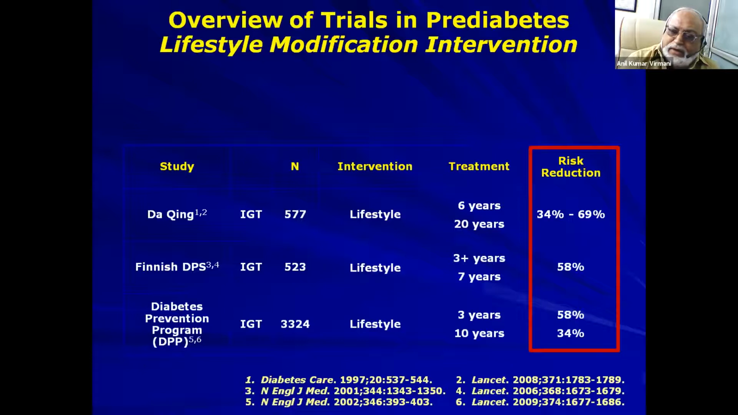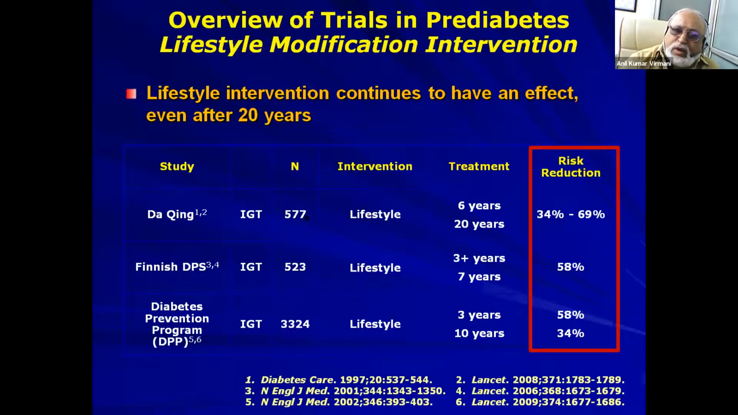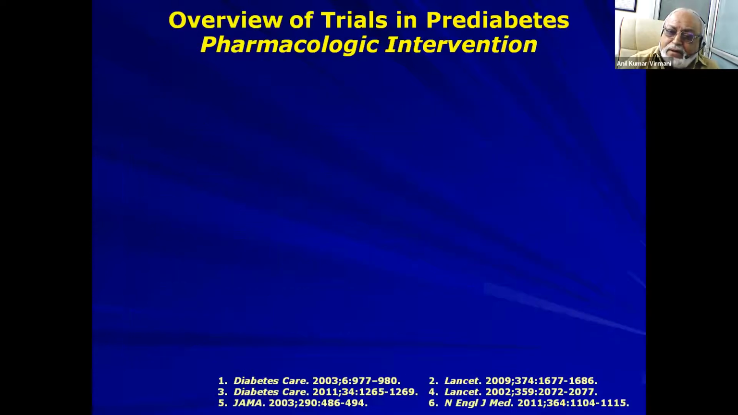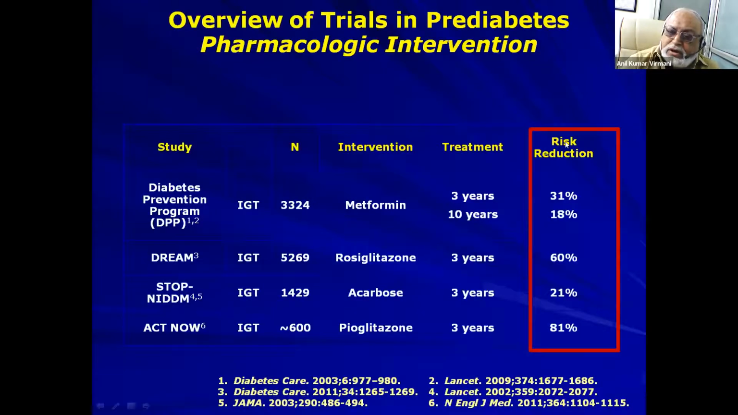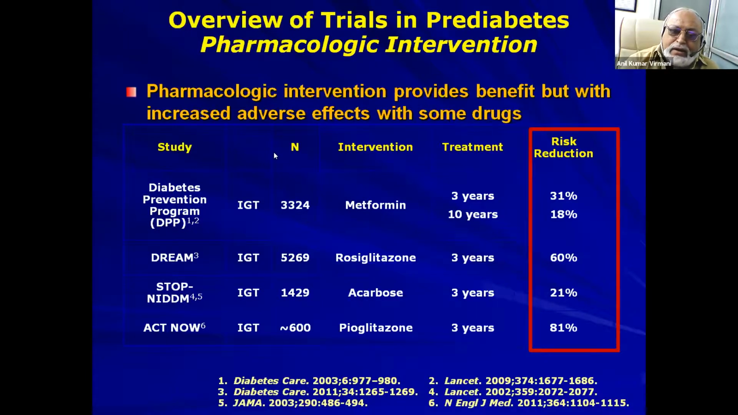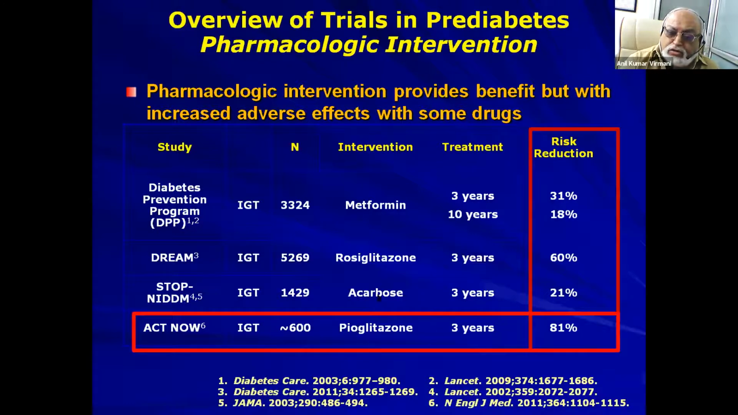Now, when we look at the management, there have been various studies regarding the lifestyle interventions as I talked about, and I don't want to go into the details, but let me tell you that lifestyle intervention continues to have an effect even after 20 years. When we look at the pharmacological interventions, again, metformin has scored quite well, but there may be adverse effects with some drugs. Now, the ACT NOW study talks about pioglitazone, and it showed an 81% risk reduction. I don't know whether you use pioglitazone in the UK or not, but we are very prolific users of pioglitazone in India, but at very low dosages.